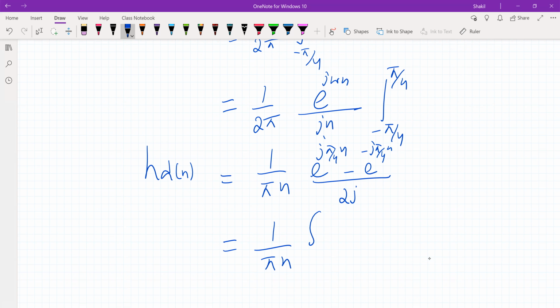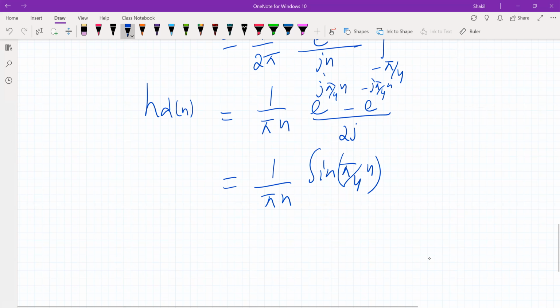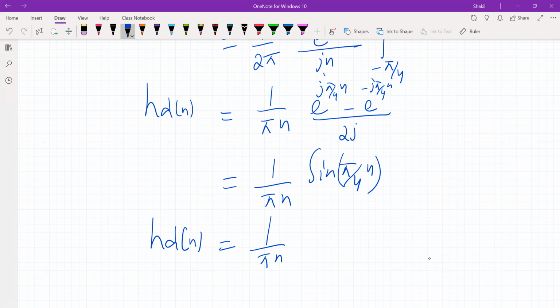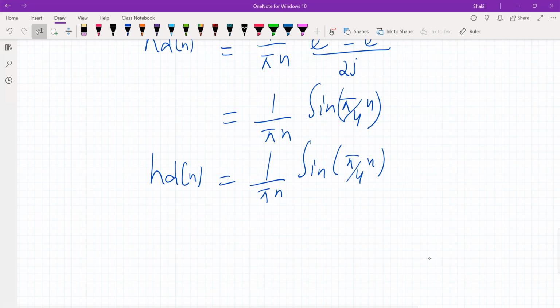What is this? This is sine of pi by 4 n. So the impulse response of the desired filter is sine of pi by 4 n divided by pi n. Now you can see this has an infinite duration, right? This has an infinite duration.